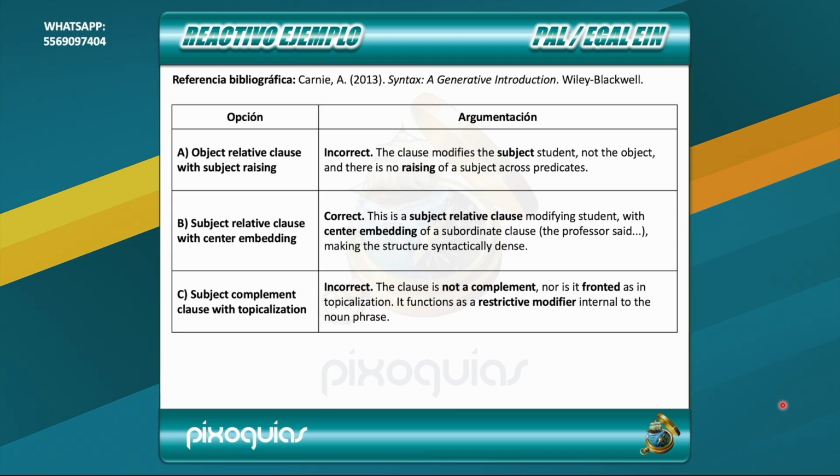The correct answer is B. Subject relative clause with center embedding. This is a subject relative clause modifying student, with center embedding of a subordinate clause, the professor said, making the structure syntactically dense. A is incorrect because the clause modifies the subject student, not the object, and there is no raising of a subject across predicates. C is also incorrect because the clause is not a complement, nor is it fronted as in topicalization. It functions as a restrictive modifier internal to the noun phrase.